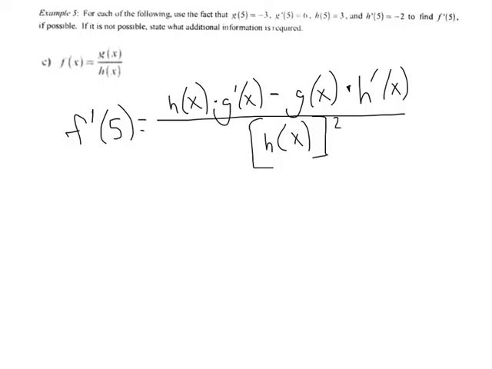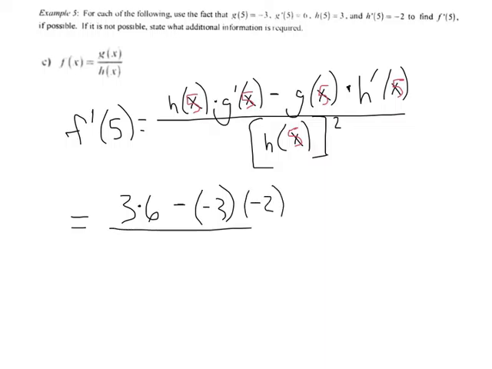And I just realized that what I've been doing before, I've had 5s where all the x's are. My bad. And so we go ahead and we plug in all the stuff that we're trying to find. H of 5 is 3. G prime of 5 is 6. Minus. G of 5 is negative 3. And H prime of 5 is negative 2. And all of that will be over H of 5, which is 3, and that's going to be squared.